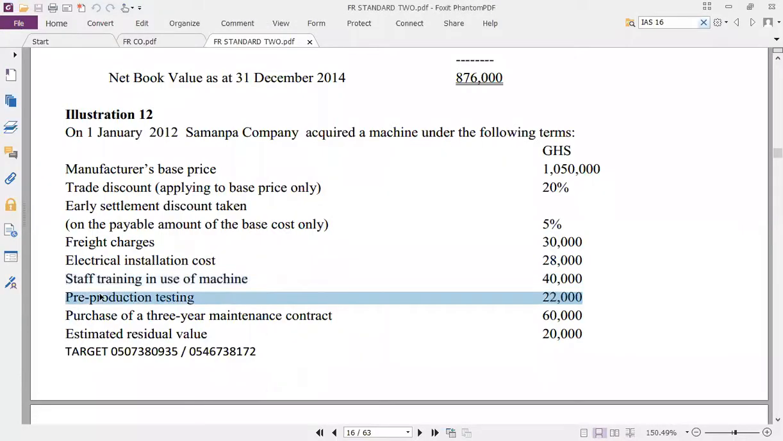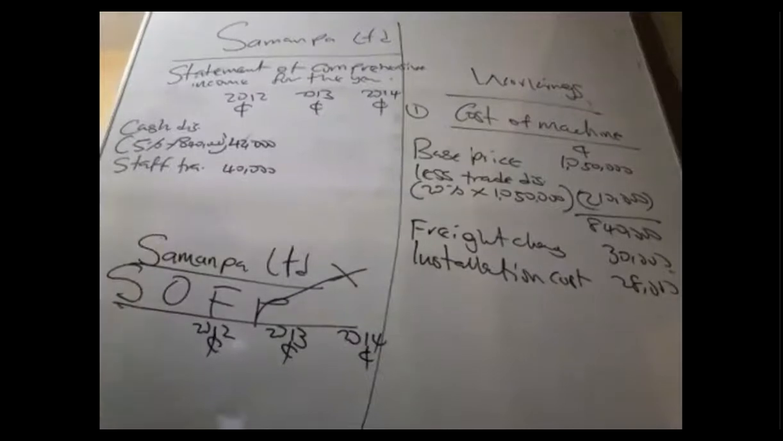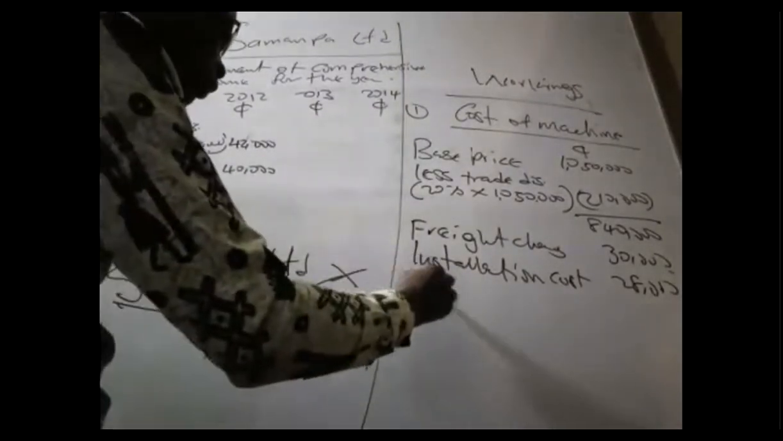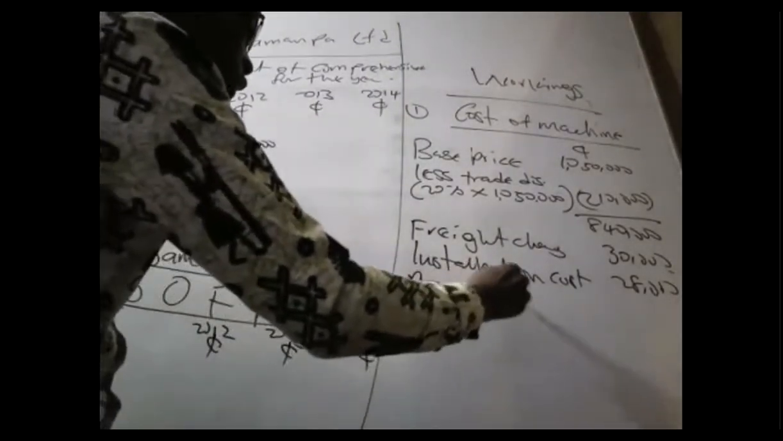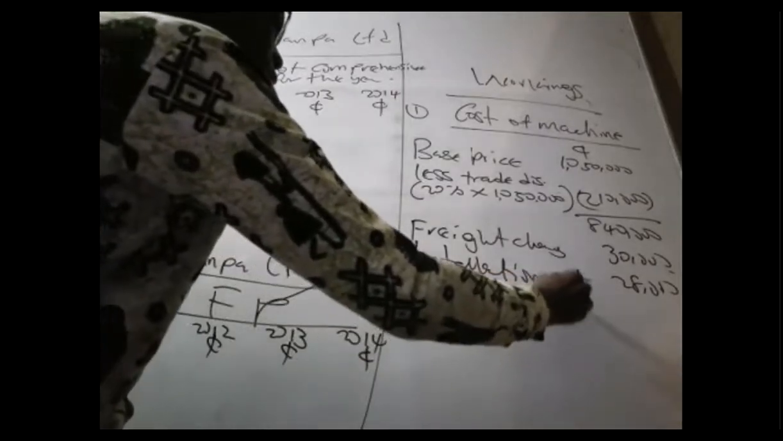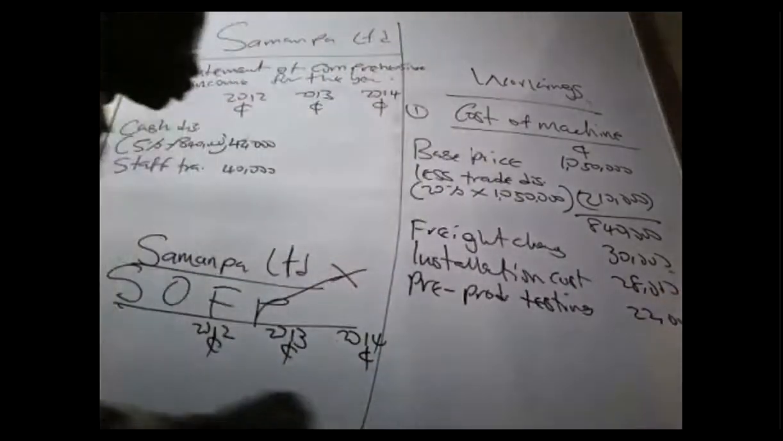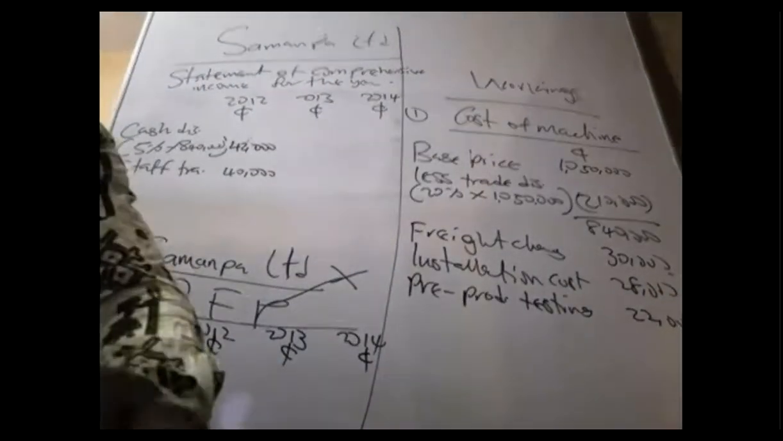The next item on the list, one after that, pre-production testing. Yes, it must be part. Pre-production testing 22, because there's a testing here. What we don't like is pre-production cost. Take note, we don't want pre-production cost. But pre-production testing should be part. So that's 22,000. So pre-production testing, 22,000. And let's quickly move on.